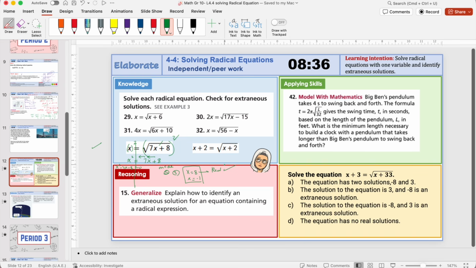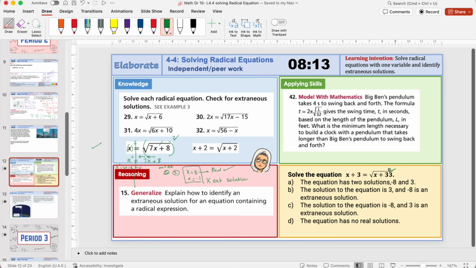No problem. Let's check the negative one. 7 times negative 1 plus 8. Is it equal to negative 1? Nope. It's equal to 1. So this is an extraneous solution. Please make sure to solve as many as possible.